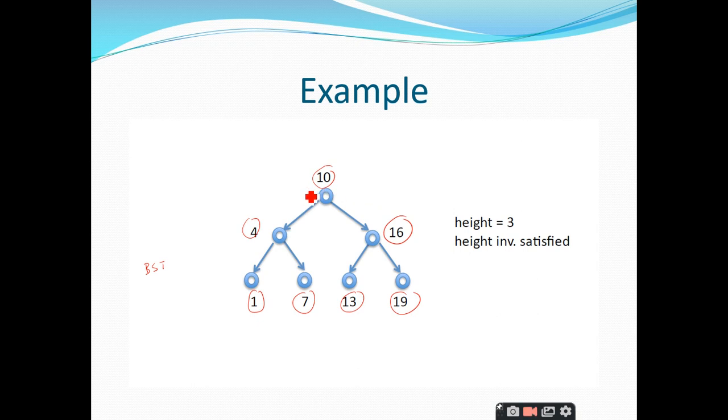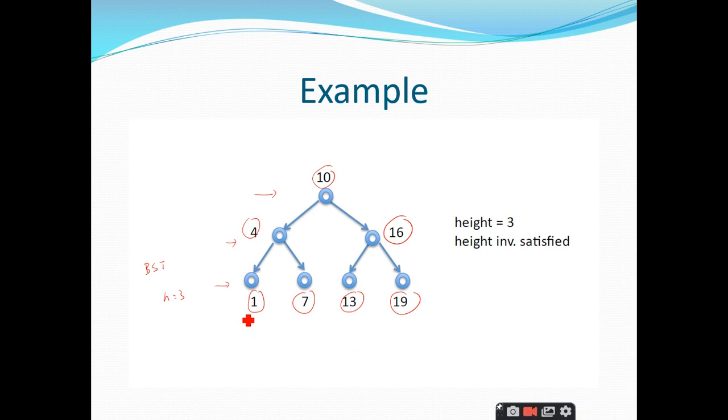Three, sir. We have 3 levels starting from 0, 1, 2, therefore the height is 3. And in order to check the height invariant of this tree, listen carefully, I am saying that the height invariant of the entire tree, that means the balance factor of the entire tree, is dependent on the balance factor of each and every node.